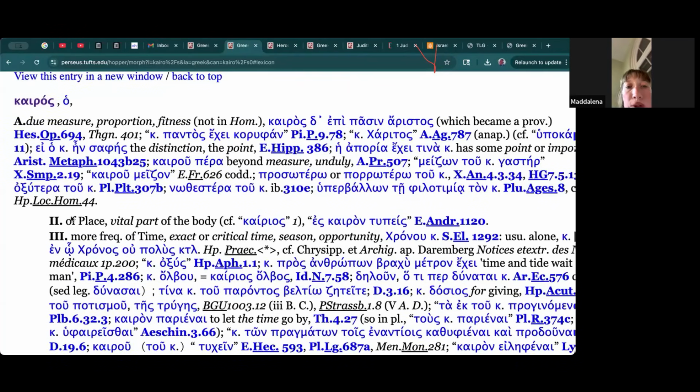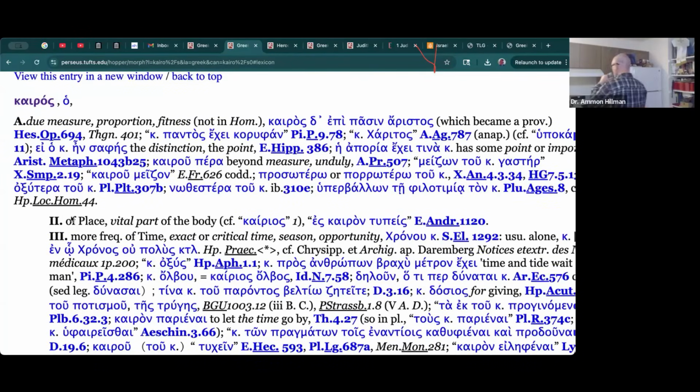To measure proportion, fitness, distinction, point, beyond measure. It's your due measure. You got what was right. Your fitness is your proportional reality. You have received what is your due measure. This is your season.